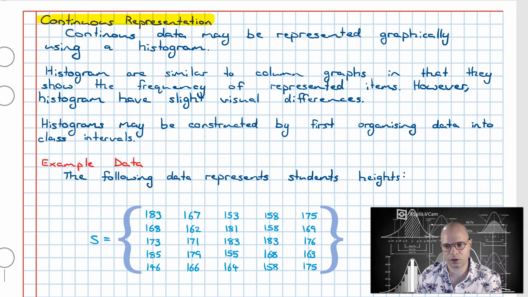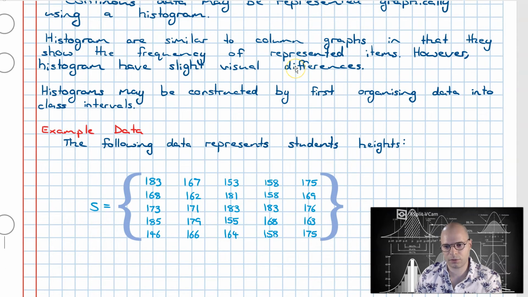Histograms are similar to column graphs in that they show the frequency of represented items. However, there's a slight visual difference between a histogram and a column graph, which I'll get to later in the video. Now, histograms may be constructed by first organizing data into something called a class interval table.